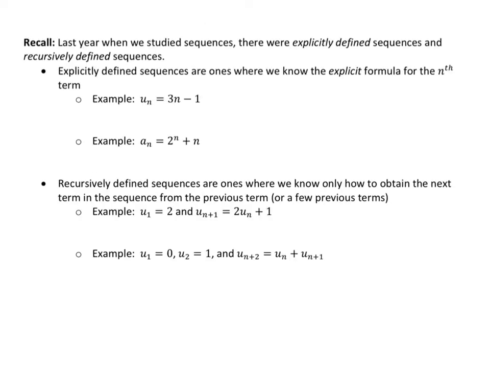So hopefully you recalled that in the past, when we studied sequences, there were sort of two different kinds of sequences. There were explicitly defined sequences, and there were recursively defined sequences. Now, just in case you've forgotten those, I'm going to really briefly review the two of them. So explicitly defined sequences are ones where we know an explicit formula for the nth term.